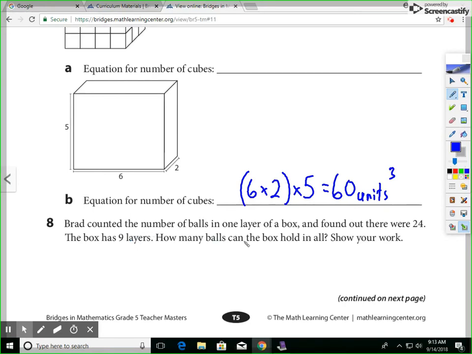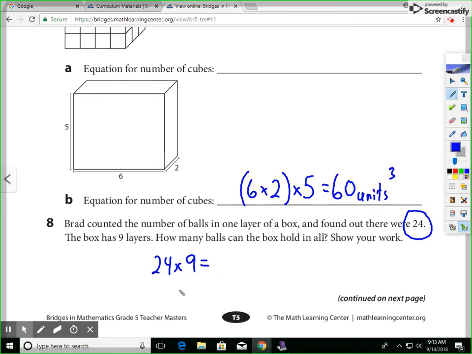Brad counted the number of balls in one layer of a box. He found there were 24. The box has 9 layers. How many balls can the box hold? Show your work. So just same thing we've been talking about. If this base is a 12, we find out how big the base is, 12, and just multiply it by the height. So we know that the base in this one already equals 24. So I have 24 on my bottom layer, and there are 9 layers. So we can do 24 plus 24 plus 24 plus 24 plus 24, or we know we can just do 24 times the 9 layers, and we need to just solve that.